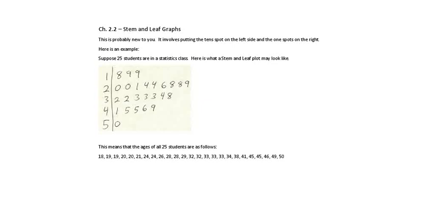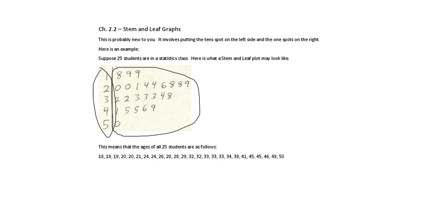Good morning, and welcome to our lesson on stem and leaf graphs. Now, a stem and leaf graph is a type of graph where they arrange the 10s spot on the side, like so, like all of these numbers here, and then all the digits in the 1s spots are on the right side.